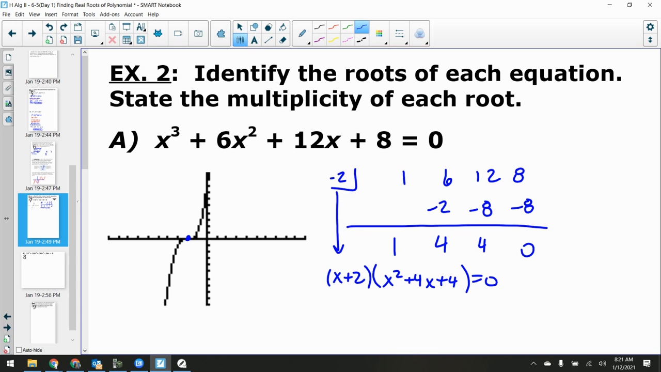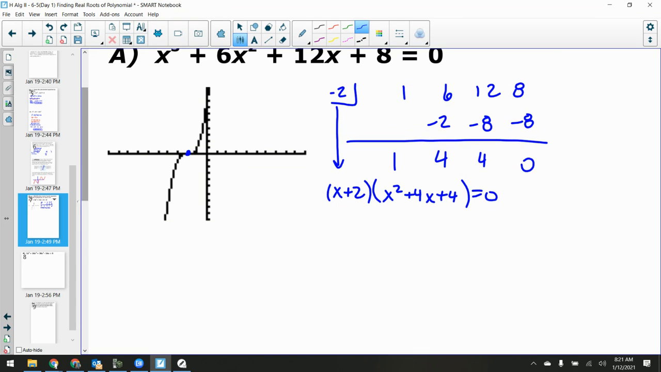And I just got that x squared plus 4x plus 4 from the bottom of the synthetic division. Can that factor? Can this quadratic factor? Yeah, it can factor into x plus 2, x plus 2. Factors of 4 that add to get to 4 are 2 and 2.